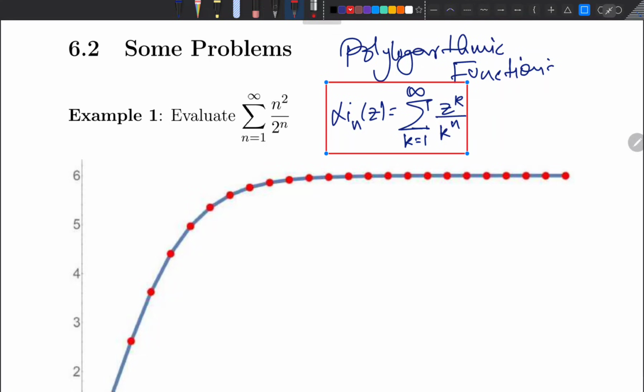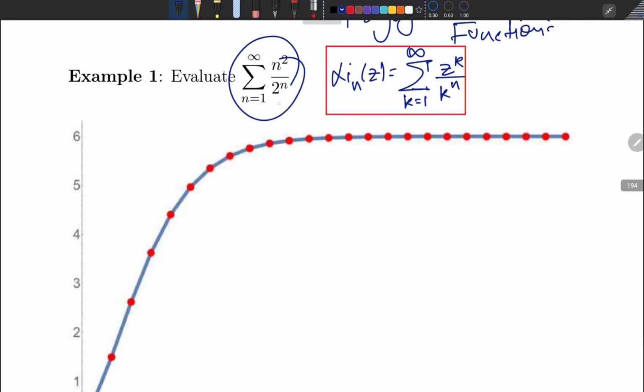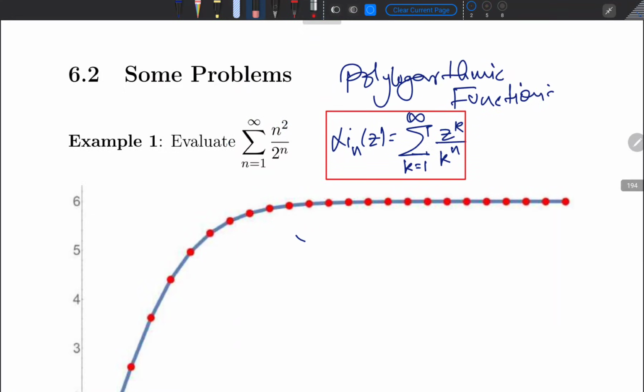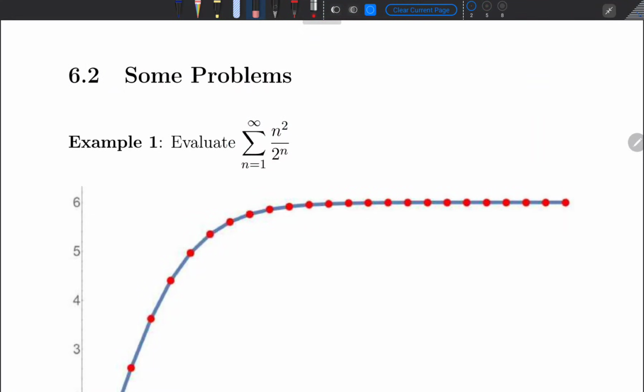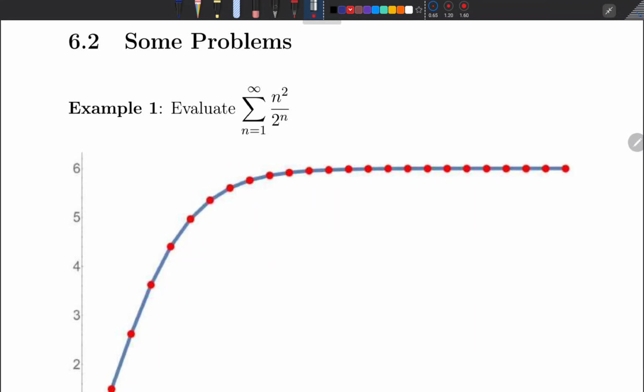And why I'm telling you that right here is because, for the sum we have in this question, we can write it as a polylogarithmic function. Oh wait, I'm so sorry, no, it's not going to work. Basically it's the reciprocal of this part. So it's not going to work here. Okay, it's all right, but I have just told you that. I hope you can understand that.